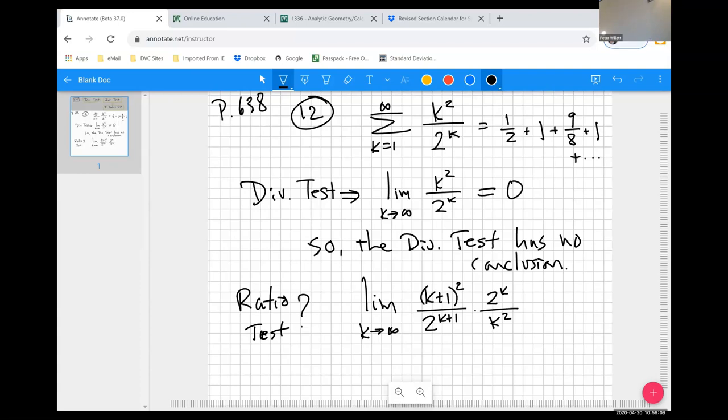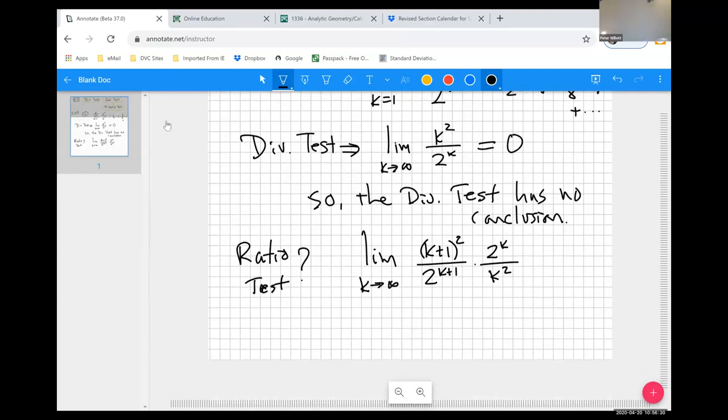Anybody? Well, we'll get to that next. So I'll just remind us. If this gives me a constant that's less than one, then I know that this series converges. If it gives me a constant that's greater than one or goes to infinity, then I know it diverges. And if it gives me one, then the test fails to be conclusive.